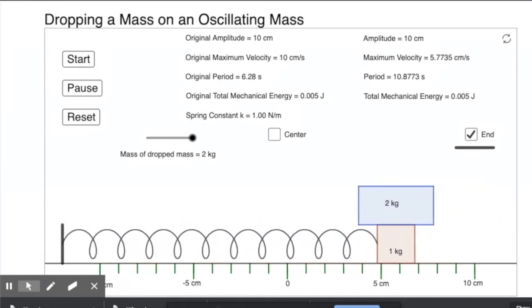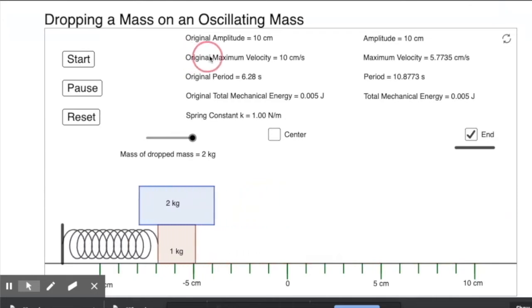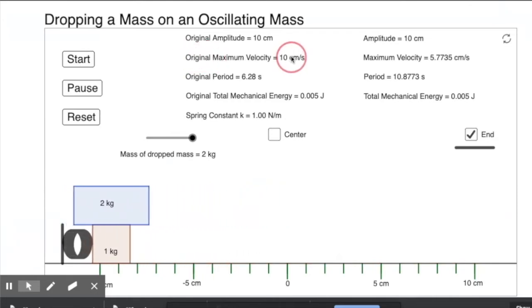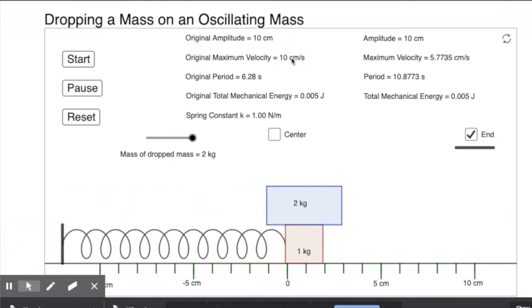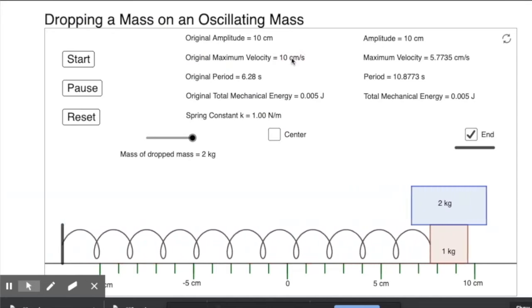Now, some of you might be looking at the data from the simulator and thinking, wait a second. It says the original maximum velocity was 10 centimeters per second. We don't really care about the unit. Let's just call it 10. And the final maximum velocity was 5.7735. It slowed down. How is it really possible that the total kinetic energy is the same if the maximum velocity decreased so much?